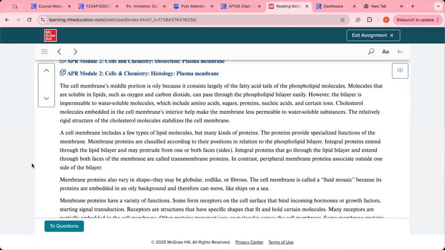Cholesterol molecules embedded in the cell's membrane interior help make the membrane less permeable to water-soluble substances. The relatively rigid structure of the cholesterol molecules stabilizes the cell membrane. A cell membrane includes a few types of lipid molecules, but many kinds of proteins, with specialized functions of the membrane. Membrane proteins are classified according to their positions in the phospholipid bilayer. Integral proteins extend through the lipid bilayer.